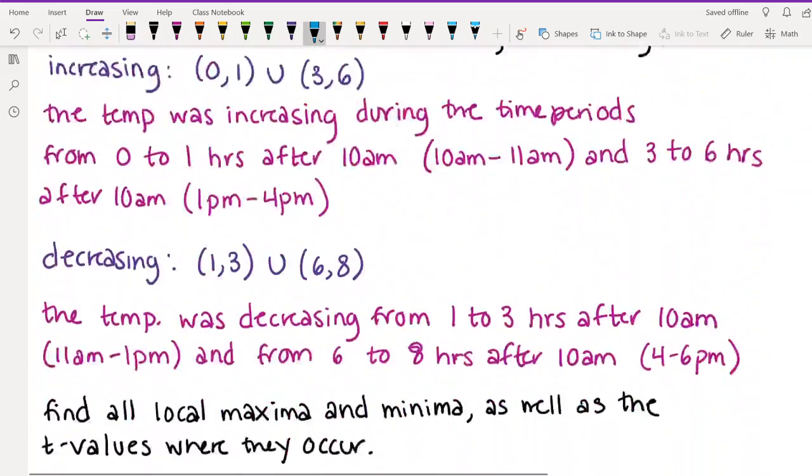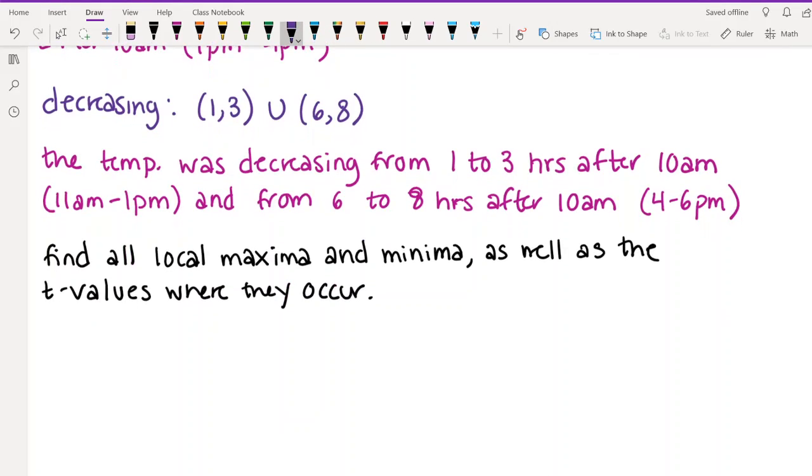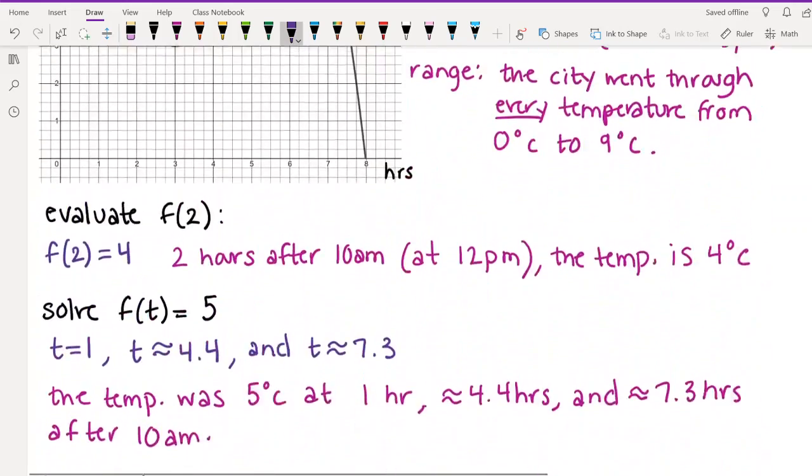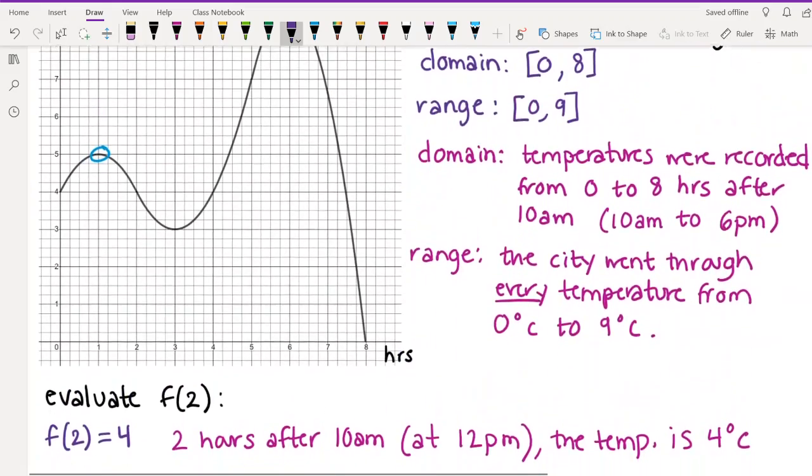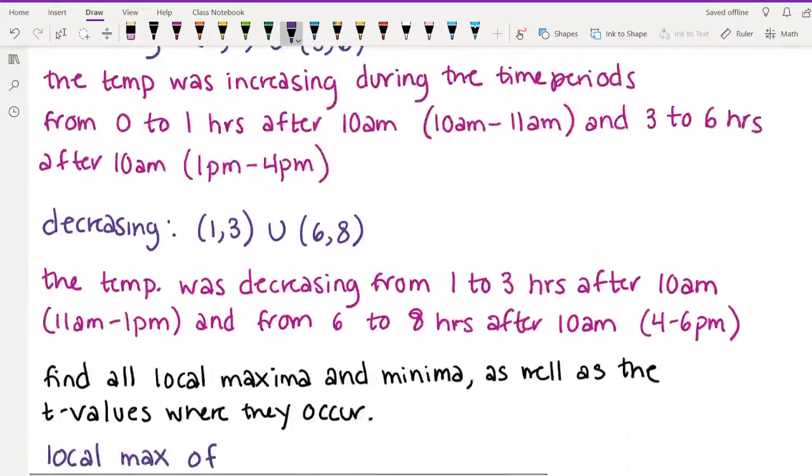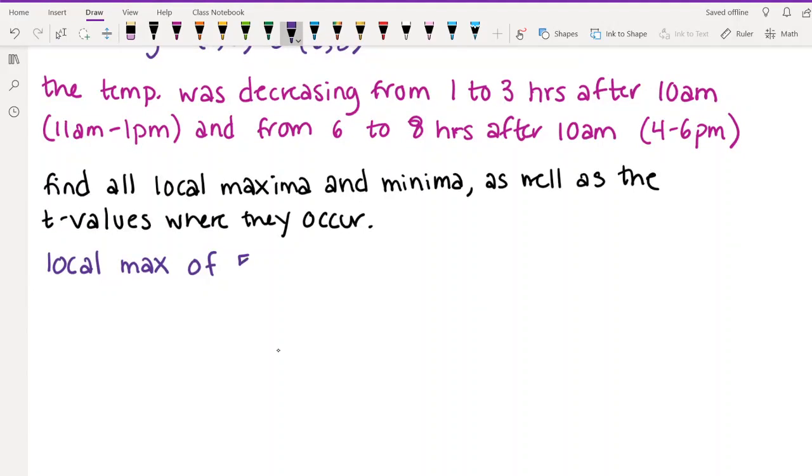And so this tells us that we have a local max. I'm going to have to scroll back up because I don't remember what it was. So the first one was a height of 5 at t equal to 1. And then we also had a local max of 9, and that was at t equal to 6.